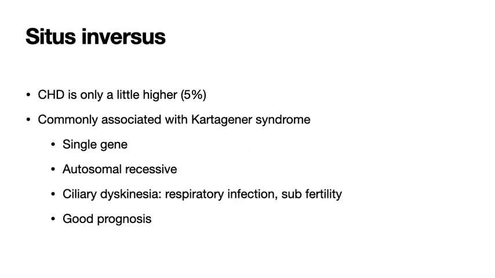Now, situs inversus is commonly associated with something called Kartagener syndrome, which is a single gene autosomal recessive abnormality. It's primarily a problem with cilia, the little hair-like things that line your respiratory tract. So if those aren't working right, you can get respiratory infections. They also tend to have subfertility. But overall, Kartagener's has a very good prognosis.